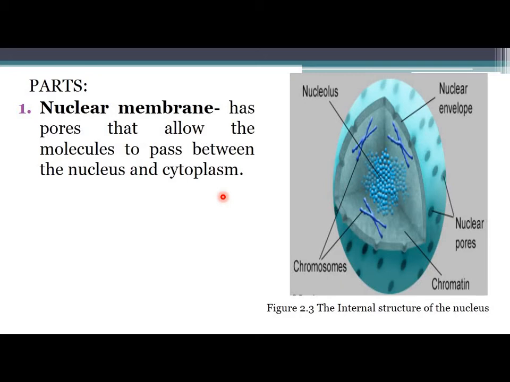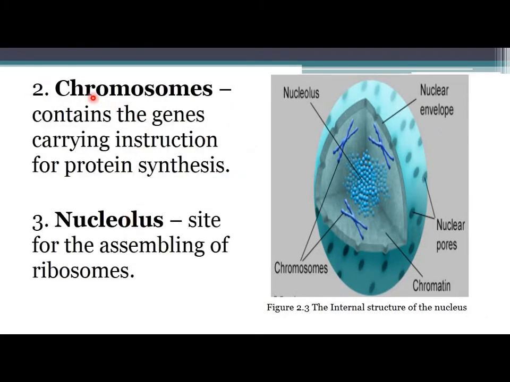So, unang-una is yung nuclear membrane. Parang kanina lang din sa cell membrane, it has pores that allows the molecules to pass between the nucleus and the cytoplasm. Kumbaga siya yung gate o pintuan, no? Next, we have also what we call chromosomes, wherein chromosomes contains the genes carrying instruction for protein synthesis. And last is the nucleolus.